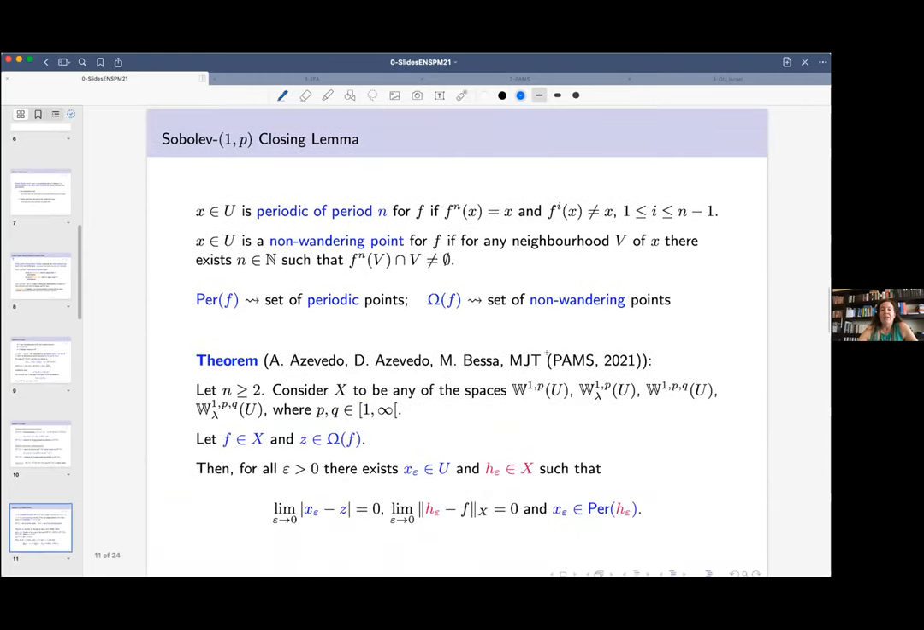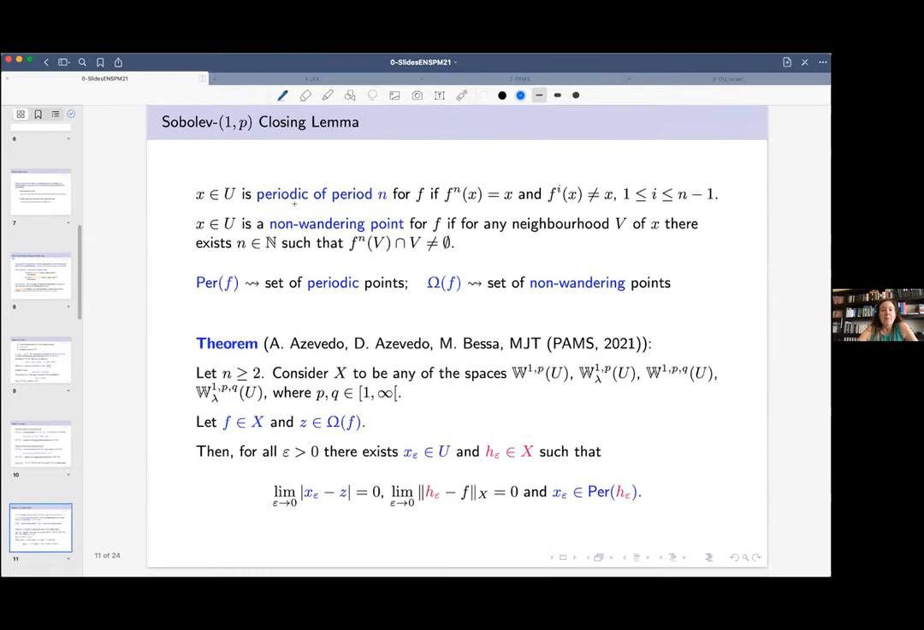And now, the Sobolev W^{1,p} closing lemma that we proved. I recall that a point is periodic of period n if n is the shortest time that the point takes to return to itself, and a point is non-wandering if, given any neighborhood, there exists a nearby point which returns arbitrarily close.